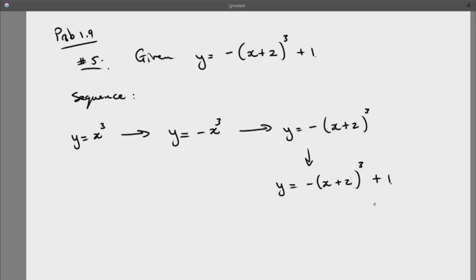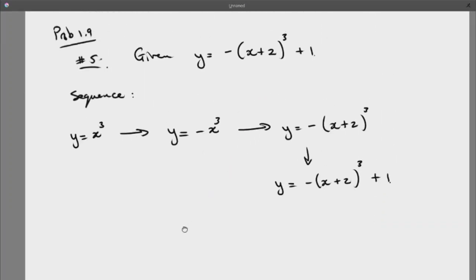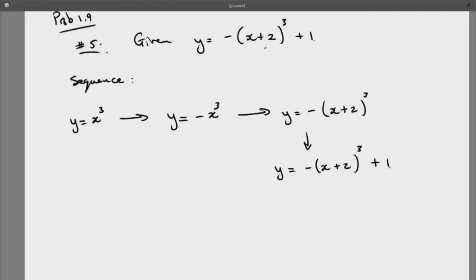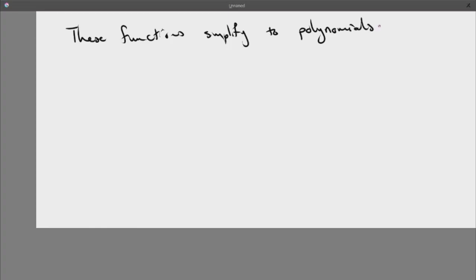There's an x to the 4 basic function. And of course, if I simplify these, I will get an x cubed term, I will get an x squared, an x term, and so on. So these functions simplify, we'll say, to the kind of functions that we call polynomials. And they're generally going to look like, I'm going to call them a function. Could be y equal to as well.